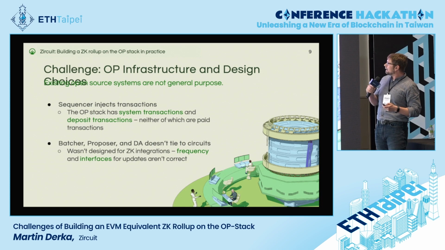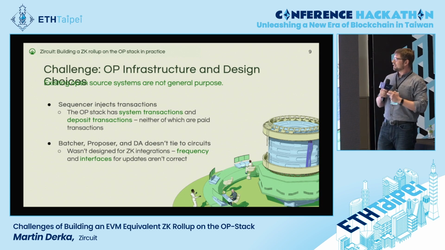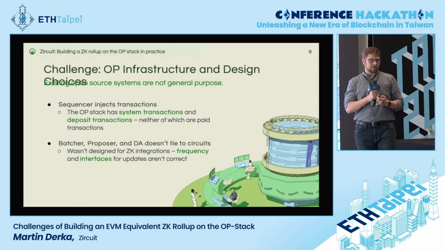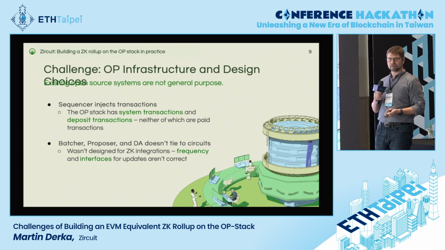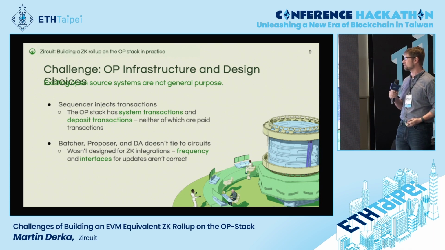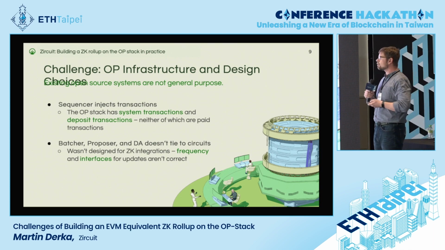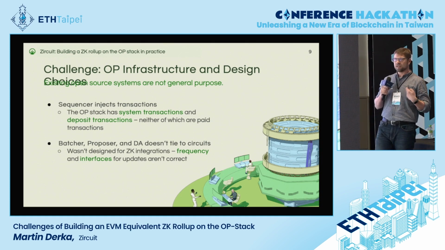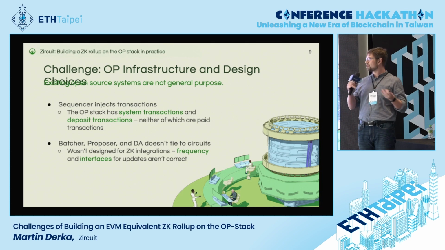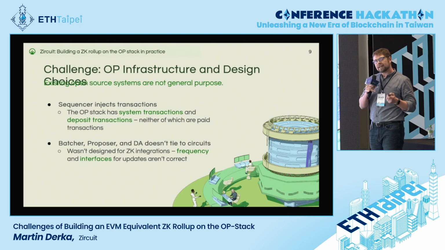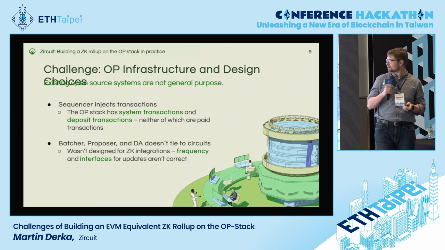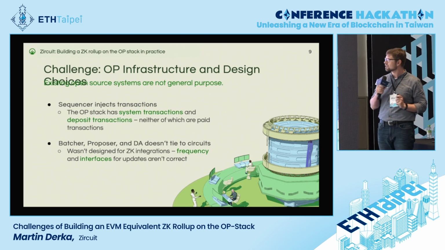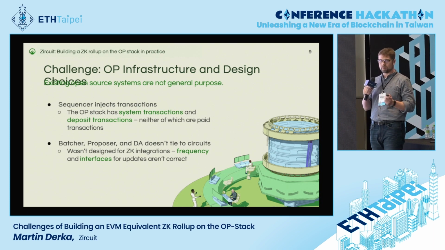So let's talk about the first one. When the OP stack was being developed and architected, the authors very clearly needed to make some architectural decisions, right? So these somehow represent problems. The first problem is that the sequencer injects transactions into the chain. The OP stack actually has two types of transactions that need to be injected. One is so-called system transactions. I'll be talking about those on a separate slide. The next one are so-called deposit transactions.